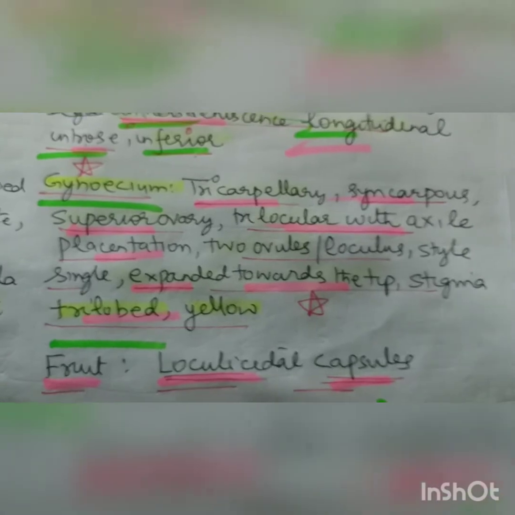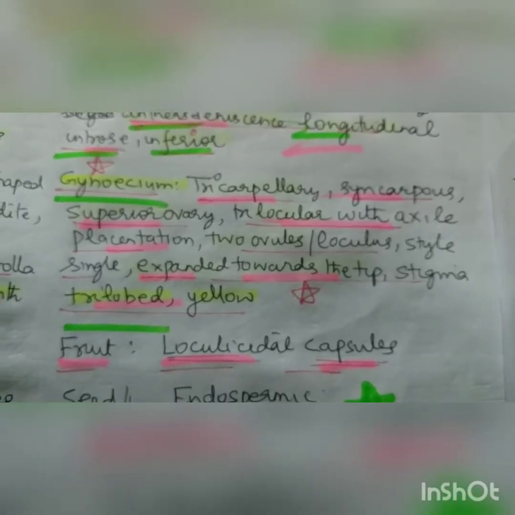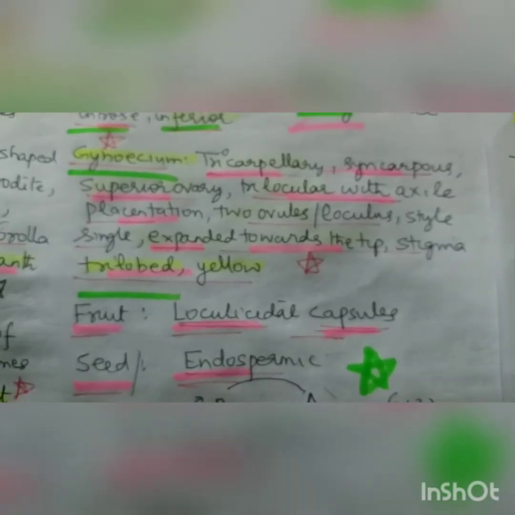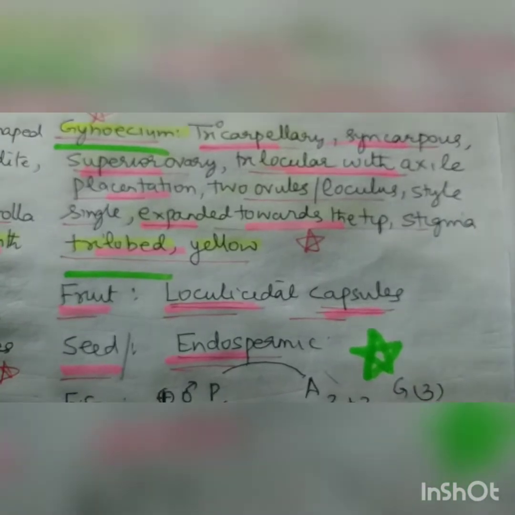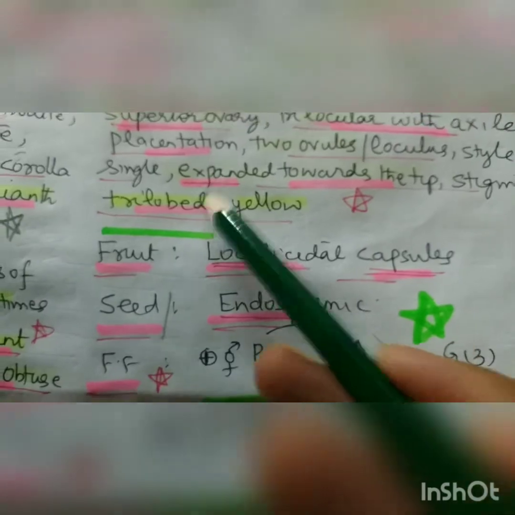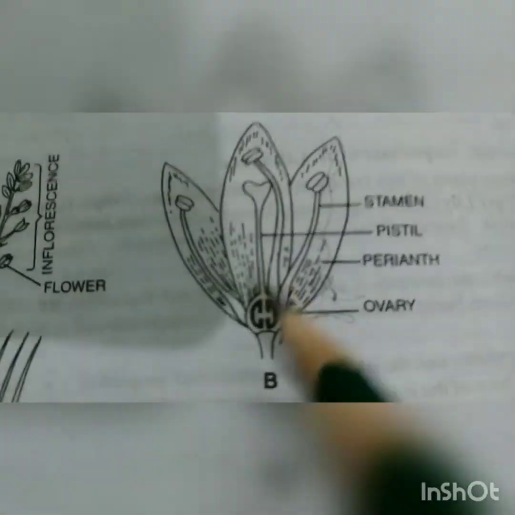Now we are coming to the gynoecium. It is tricarpellary, syncarpous, superior ovary, trilocular with axile placentation and 2 ovules per locule. Style is single, expanded towards the tip, and stigma is trilobed. This is very important in yellow. So you will see here, first you will see the anthers, and just I told you about the anthers.